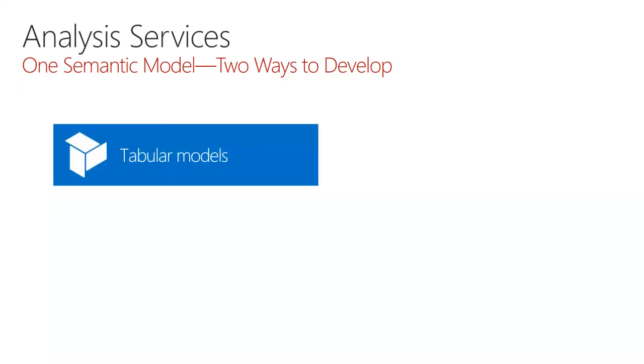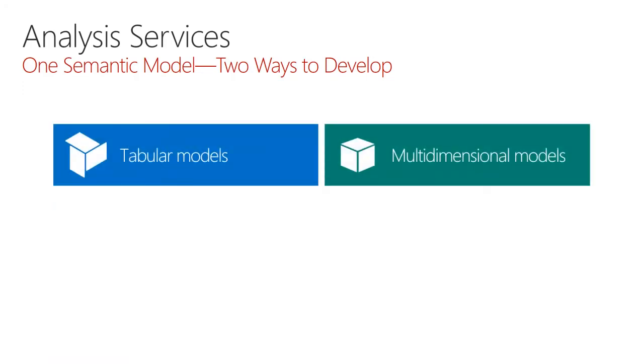Delivering a single semantic model, there are in fact two ways to develop them. First, tabular models, and second, the multidimensional models. A BI semantic model then allows you to easily abstract business problems and turn complex data into models that can be easily understood and can be used for reporting, analytics, and dashboards.